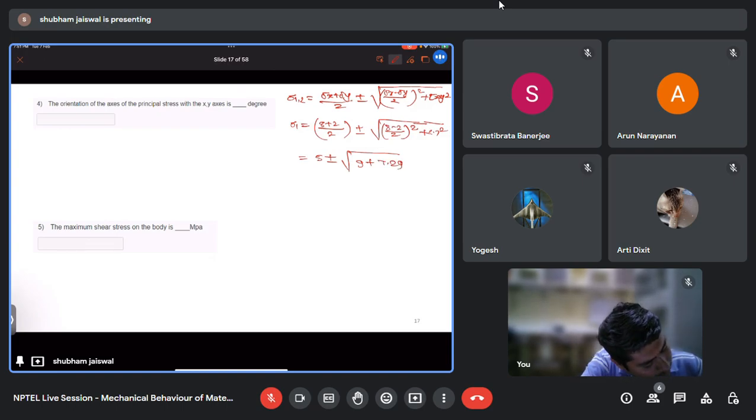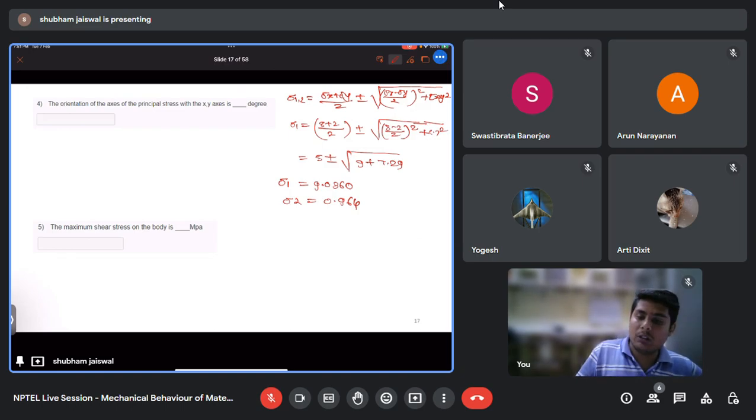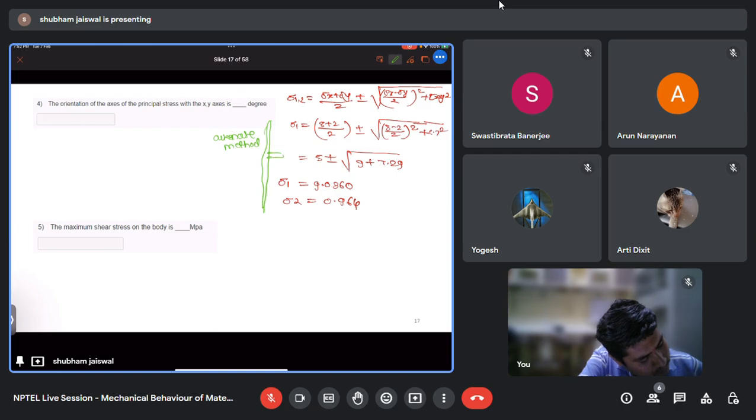7.29, and it comes out to be sigma 1 is 9.0360 and sigma 2 is 0.964. Please cross check guys, are you getting the same values or not? Arun, Mr. Banerjee, Yogesh. Yes, sir. Values are the same.